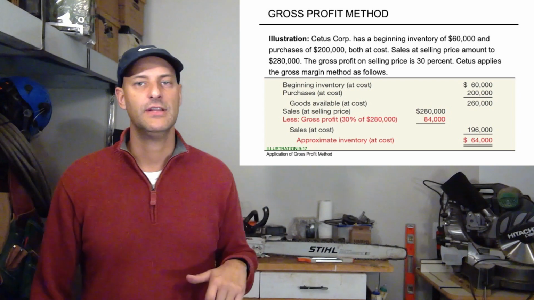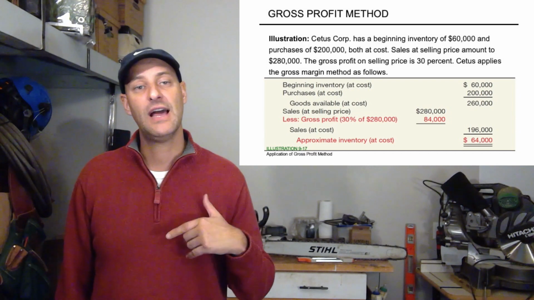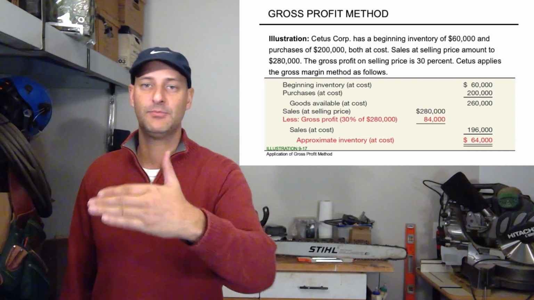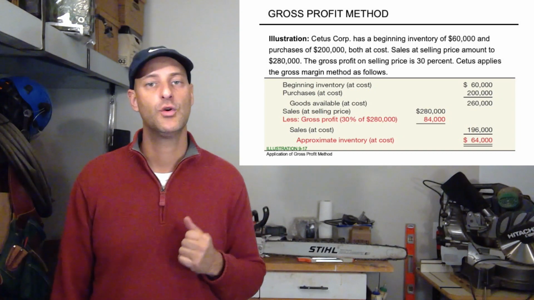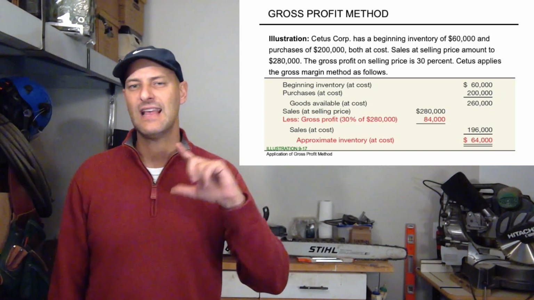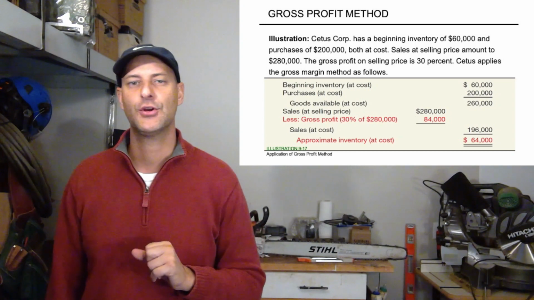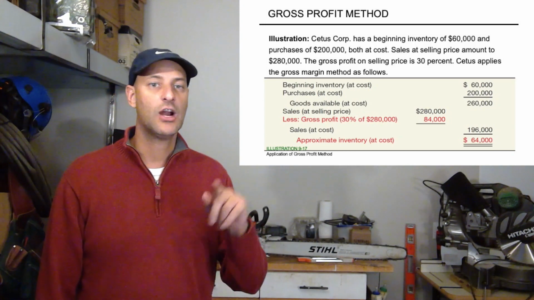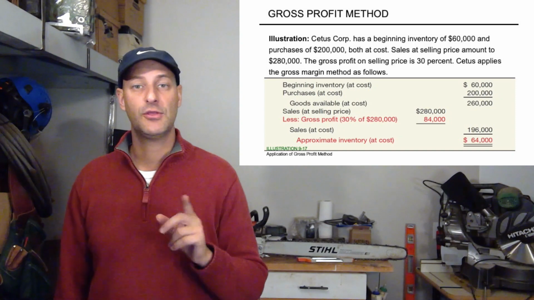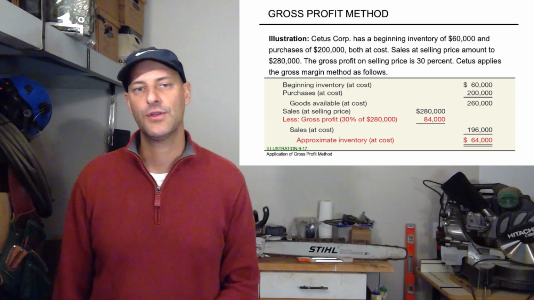Cost of goods sold is 70%. So here's how they're going to apply this. We know beginning inventory of 60 plus purchases of 200 gives us goods available for sale of $260,000. We had sales of $280,000 and we know our gross profit is 30%. So our gross profit is going to be 30% of 280, which is $84,000.